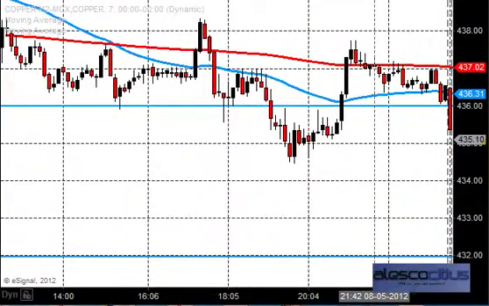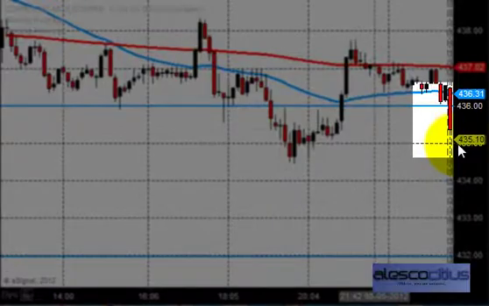Good morning. In this presentation we are going to see how we can trade in MCX Copper today. Before looking into that, let us see what happened yesterday and what we expected yesterday.